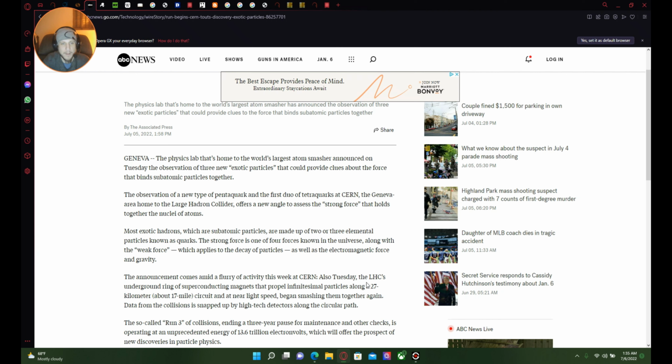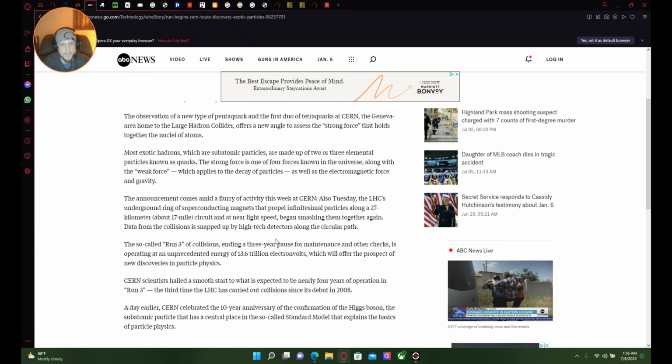Also, Tuesday, the LHC's underground ring of superconducting magnets that propel infinitesimal particles along a 27 kilometer, about 17 miles, circuit at near light speed, began smashing them together again. Data from the collisions is snapped up by high-tech detectors along the circular path. This so-called Run Three of collisions, ending a three-year pause for maintenance and other checks, is operating at an unprecedented energy of 13.6 trillion electron volts, which will offer the prospect of new discoveries in particle physics.